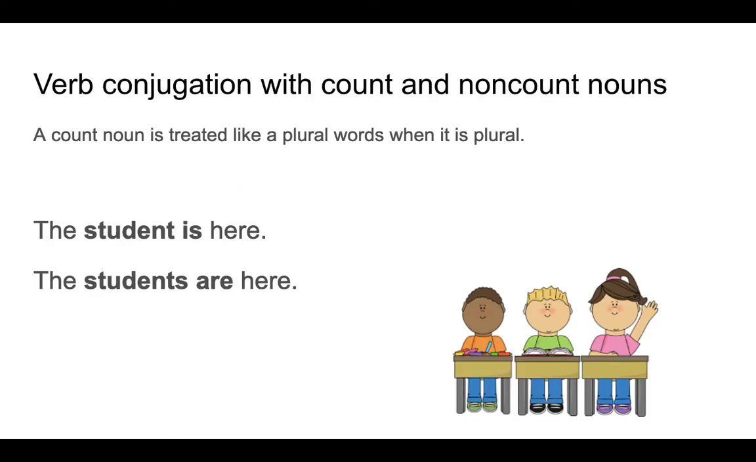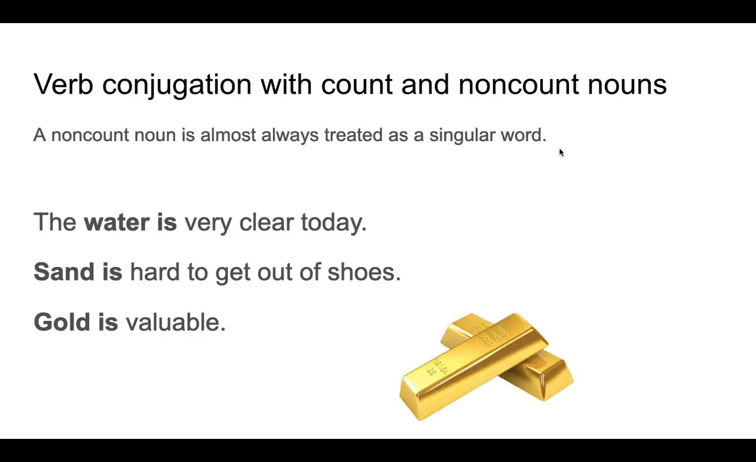How about verb conjugation with count and non-count nouns? So a count noun is going to be treated like a plural word when it's plural and like a singular word when it's singular. The student is here. The students are here. Pretty straightforward. But on the other hand, a non-count noun is almost always going to be treated as a singular word, almost always. The water is very clear today. Sand is hard to get out of shoes. Gold is valuable.